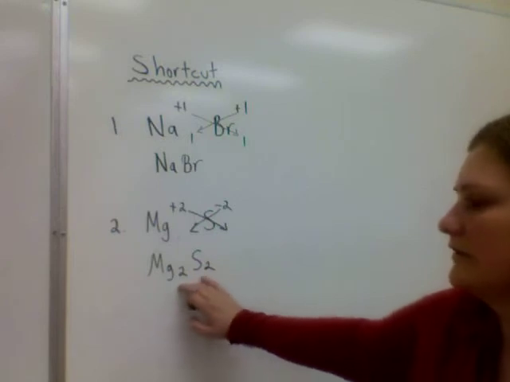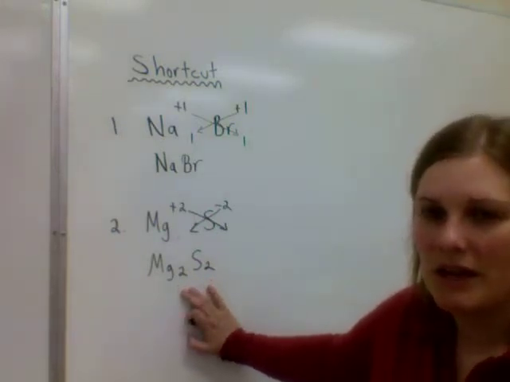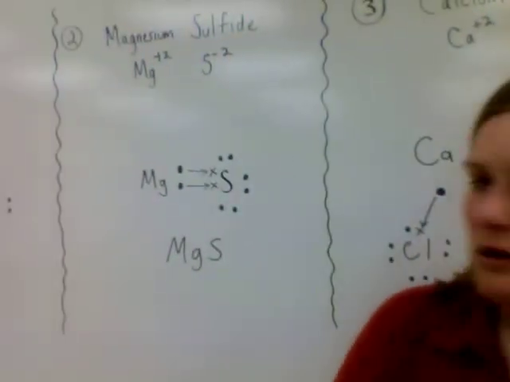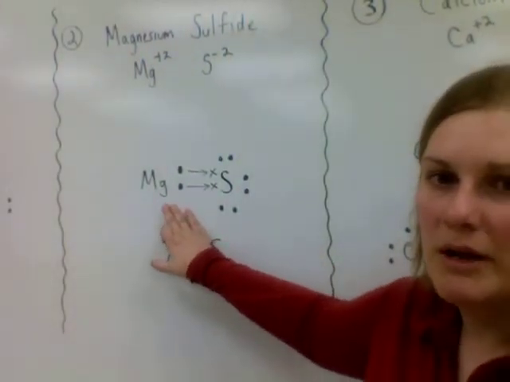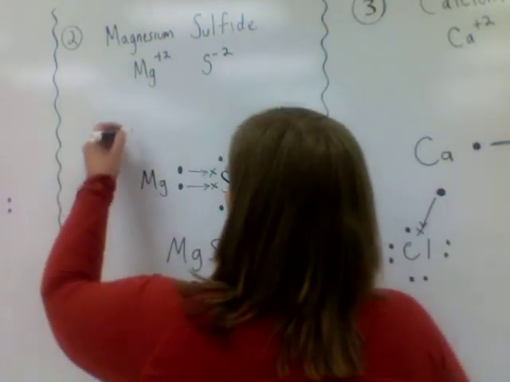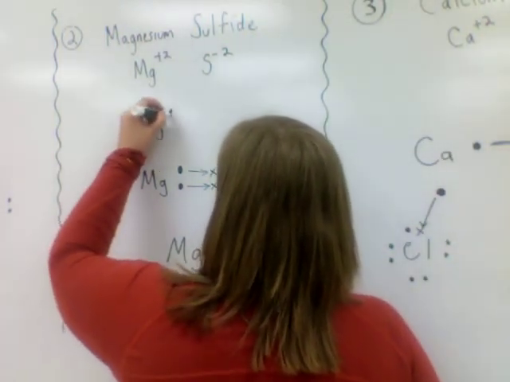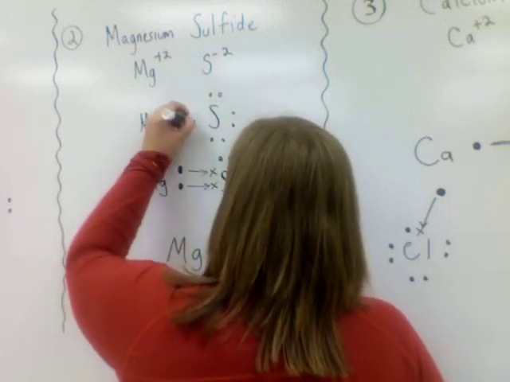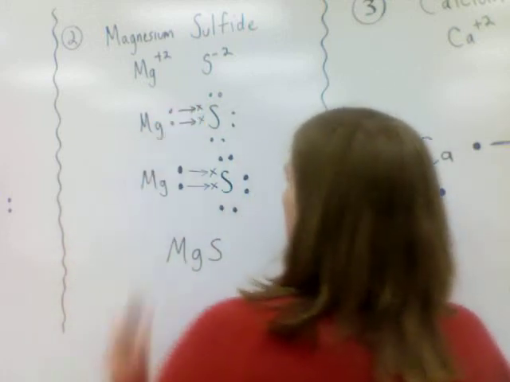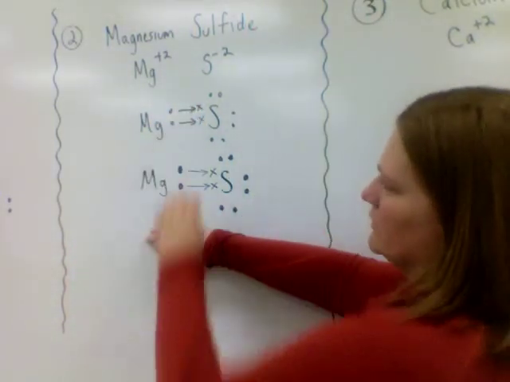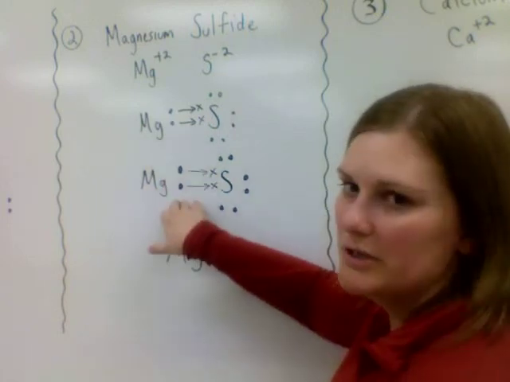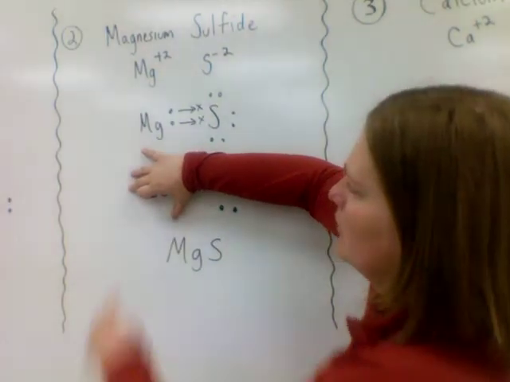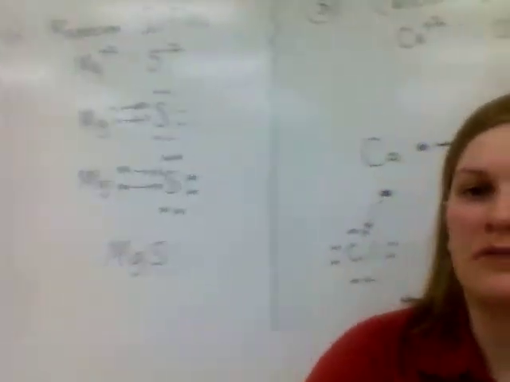So if we were to count these as denominators, we see that there's 2 and 2, but if we look over here at our drawing, we see that we only need 1 Mg and 1 S. So if we were to have Mg2S2, it would be more like this. So this would literally be Mg2S2, but because these aren't attached to each other, they're completely separate entities. All we really need is 1 Mg and 1 S to make magnesium sulfate.